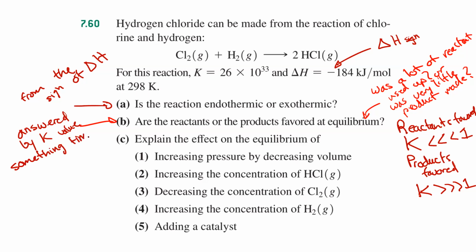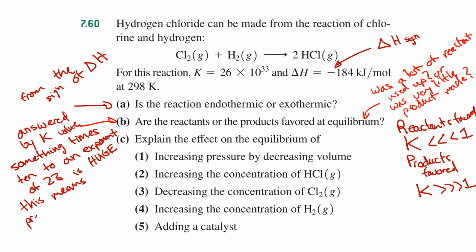Something times 10 to an exponent of 23 is a little big. You could even go so far as to say gigantic, enormous. It is huge. This means what? Reactants are favored or products are favored? Products are favored. This means products are favored. So those first two questions, if you understand delta H, if you understand the equilibrium constant, are actually really easy questions. Know your concepts, answer the questions very simply.